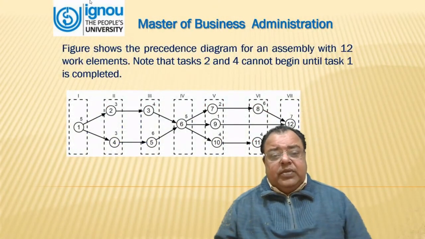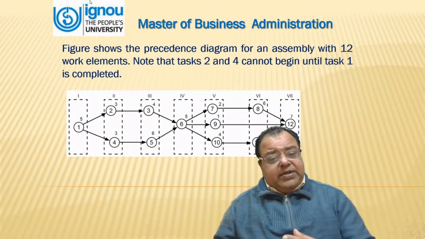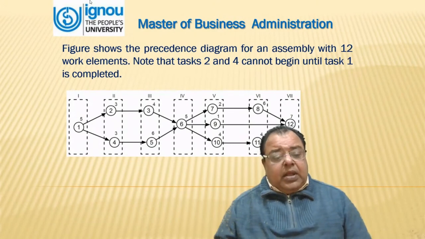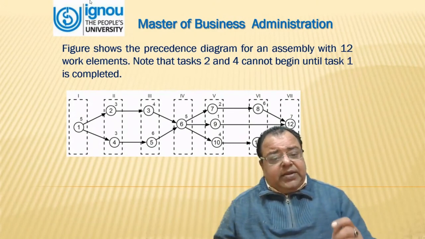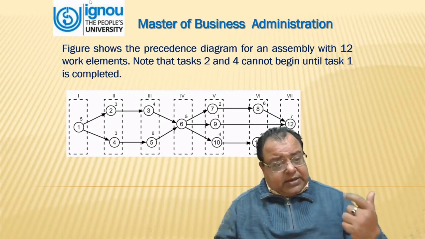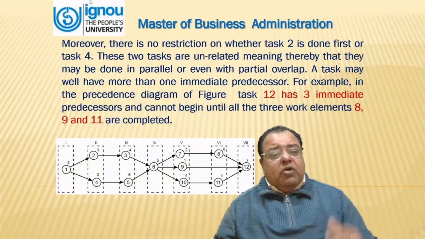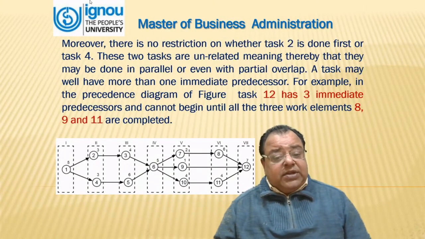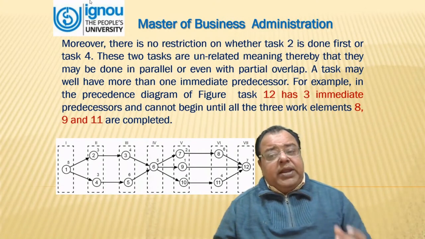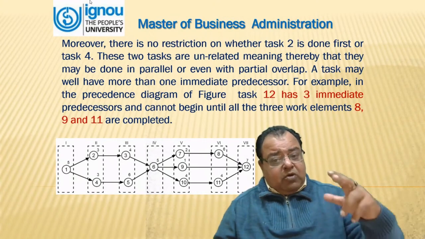This figure shows the precedence diagram for an assembly with 12 work elements. You can see how these 12 work elements are placed. We see that tasks number 2 and 4 cannot begin until task 1 is completed. Moreover, there is no restriction on whether task 2 or task 4 is done first. These two tasks are unrelated, meaning that they may be done in parallel or even with partial overlap.